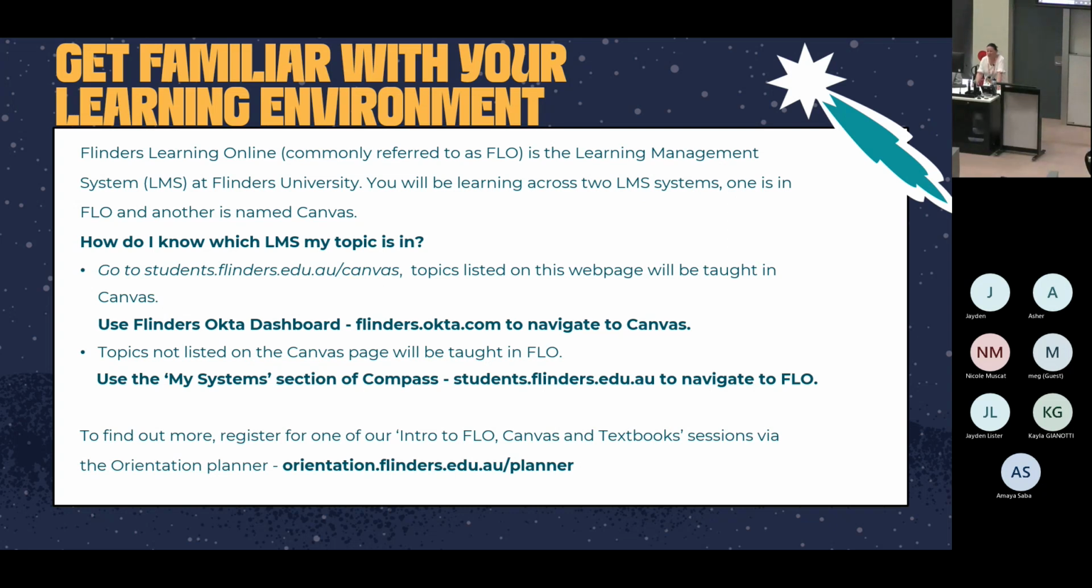So if you want to find out anything more about the intro to Flow, Canvas and any textbooks, you can join a session and you can find that on the orientation planner and the address that you can hyperlink there. What have we got? orientation.flinders.edu.au/planner. And you can just locate anything there about Flow if you want to learn more about that.